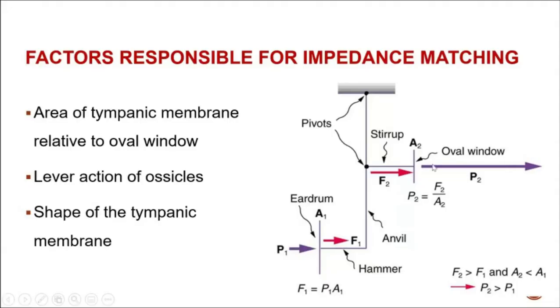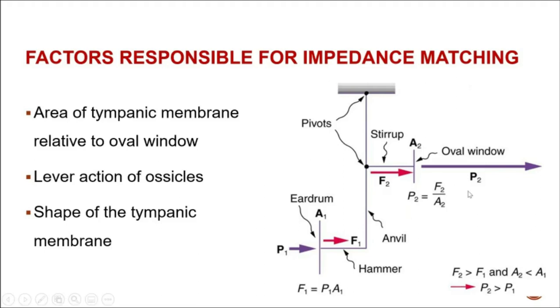If you look at the area of the tympanic membrane and the oval window, after the oval window what we have is the inner ear. The inner ear has liquid and has the basilar membrane, and the basilar membrane is the one which is going to respond to different frequencies of sound. The higher frequency sounds will be heard at the apex, and the lower frequency at the base. This we are going to study later.